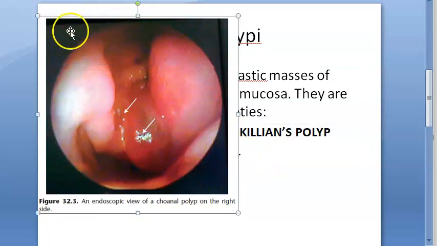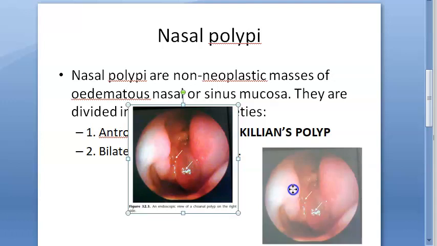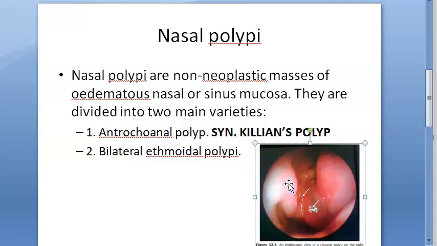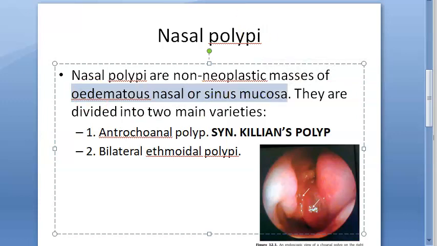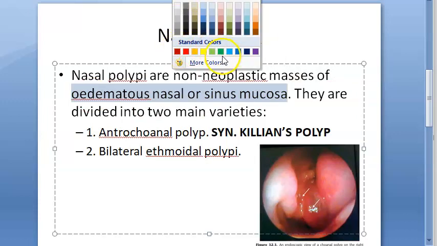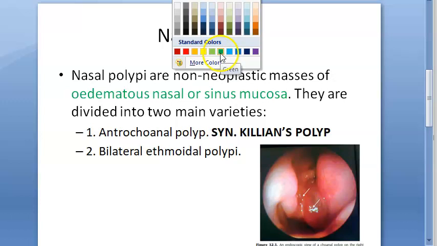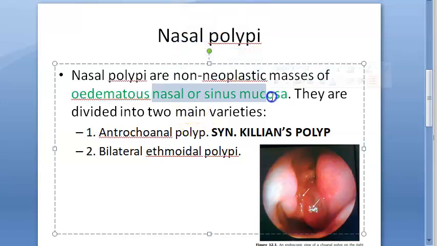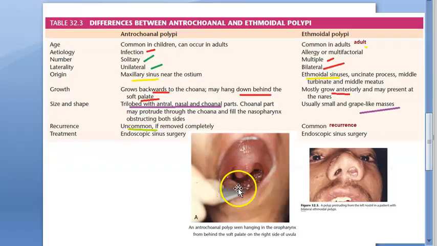So basically, what is a nasal polyp? If somebody asks, what will you say? It's a non-neoplastic mass. It's just a benign condition. A non-neoplastic mass of what? Edematous nasal or sinus mucosa. From the mucosa, it is either from the nose or from the sinus, that mucosa. Okay, edematous mucosa. As simple as that. You can have it growing from the maxillary sinus, so it will be antrochoanal polyp, which is also called Killian's polyp, or you can have bilateral ethmoidal polypi.